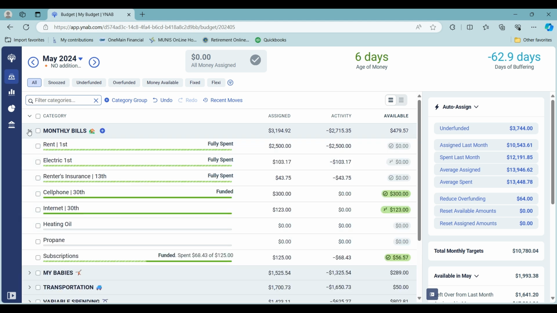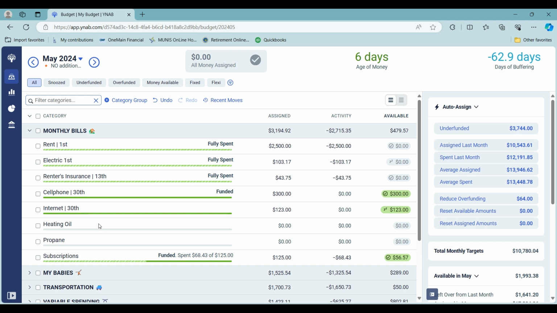First up is the monthly bills. This is my rent in this category for me. Rent, electric, renter's insurance, cell phone, internet, heating oil, propane, and subscriptions. So I have heating oil and propane in this section because that's something that I do per month. It's not every month. They could be in the variable spending section, but I want to put them here because this is very important to me.